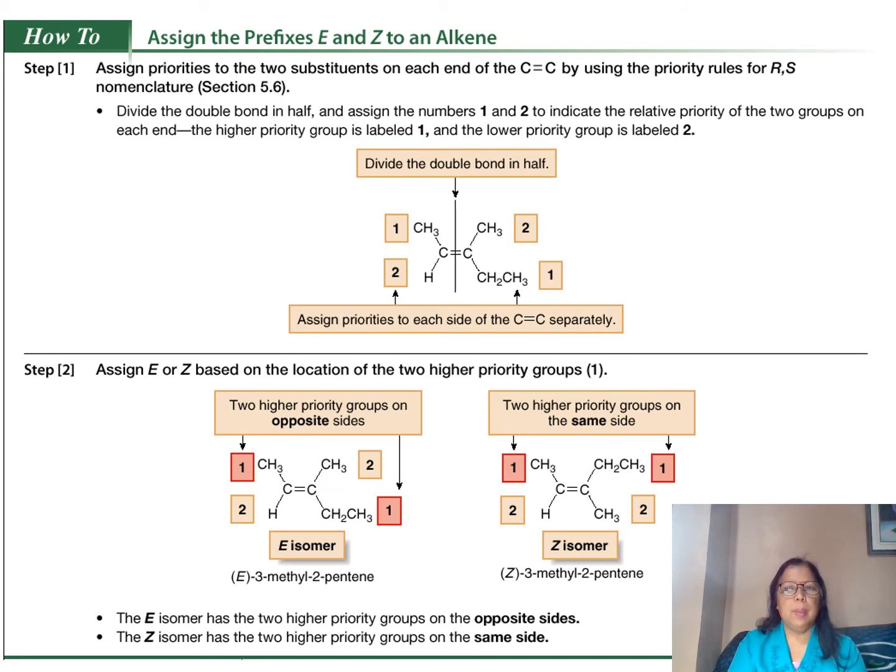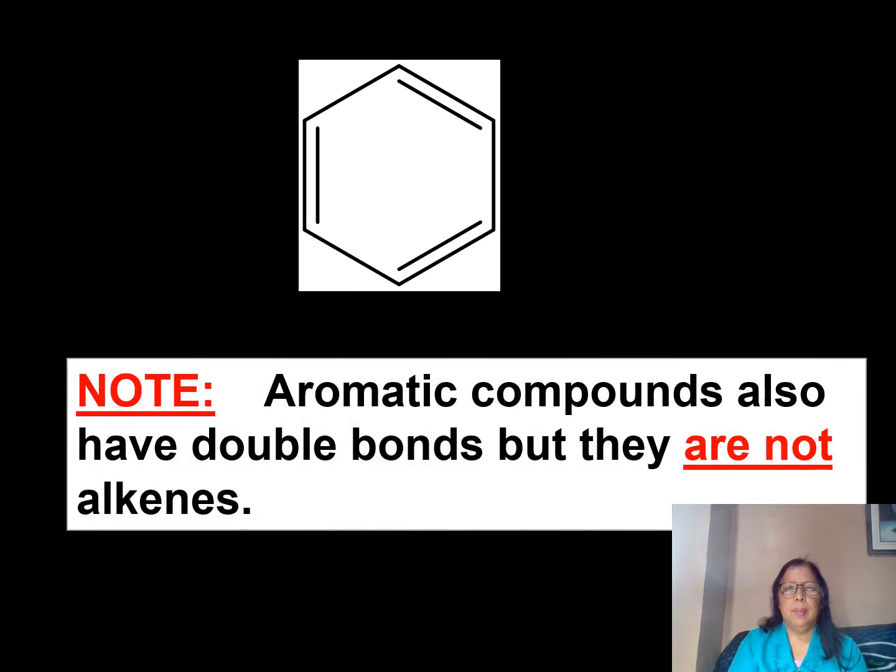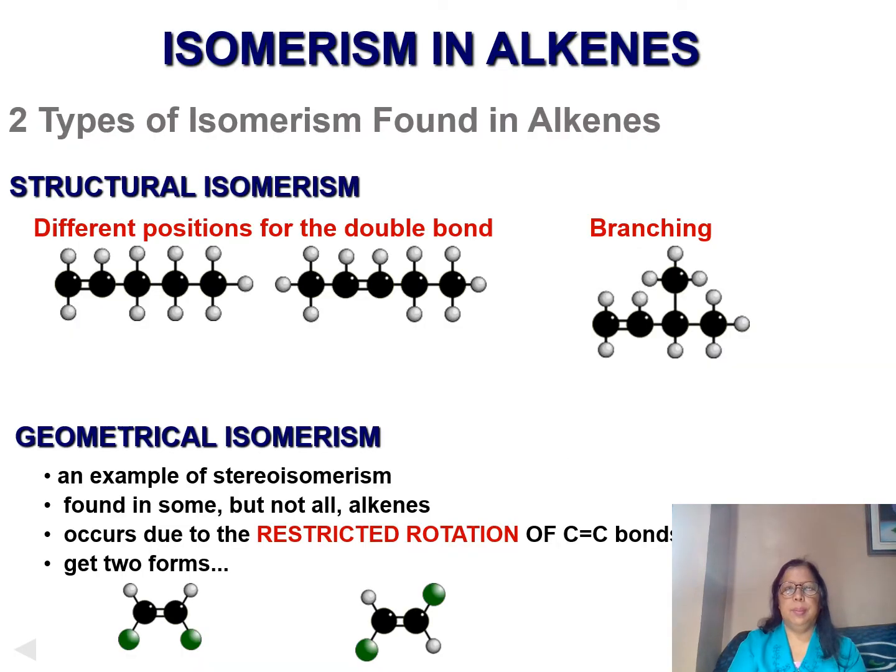This is again a review as to how to write the formula. Aromatic compounds also have double bonds, but not all compounds with double bonds are alkenes. An example is in front of you, the benzene ring. Okay, these are isomers of alkenes. Isomers in a way that they have the same number of carbons and the same number of double bonds. So this has 5 carbons, 5 carbons, 5 carbons, same double bond, only one double bond, only one double bond. But these are different species of 5-carbon compounds that are alkenes.